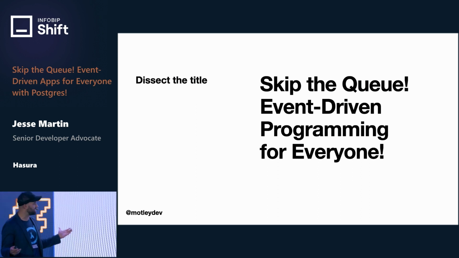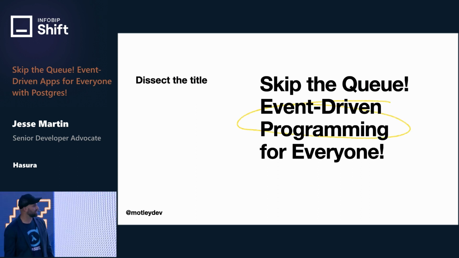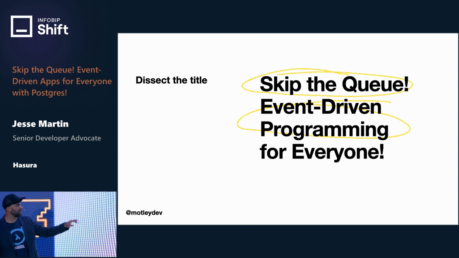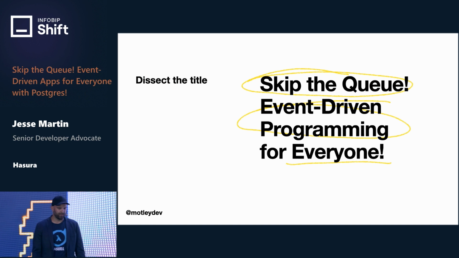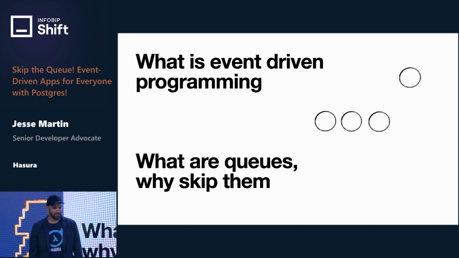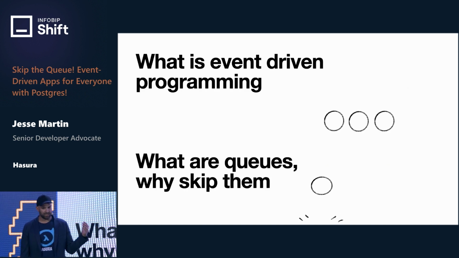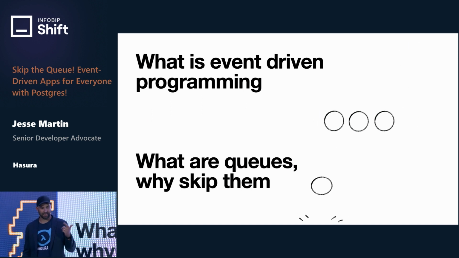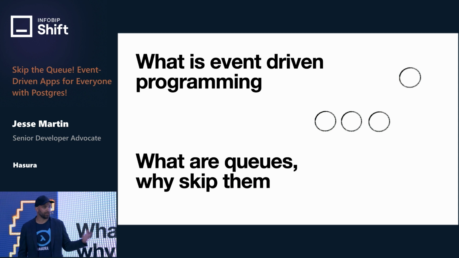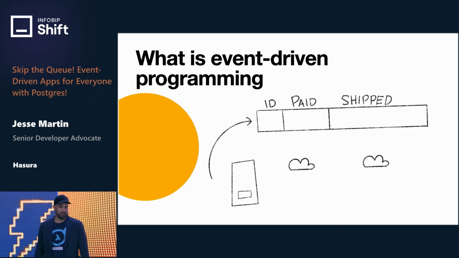So let's dissect the title here. We've talked a little bit about the everyone piece, but let's talk about what I mean with skipping the queue, and let's talk about what I mean about event-driven programming. So the two points we need to cover here, we're going to break them into questions: what is event-driven programming, and what do I mean with queues, and why should we actually skip them?